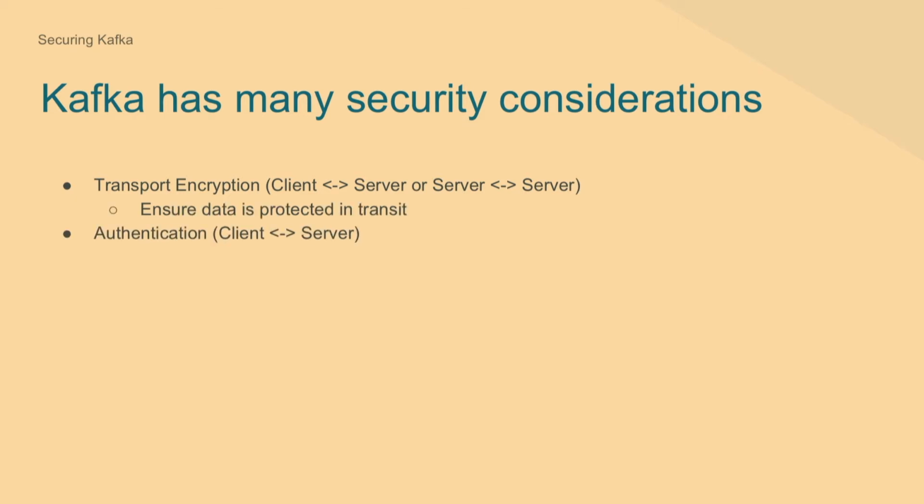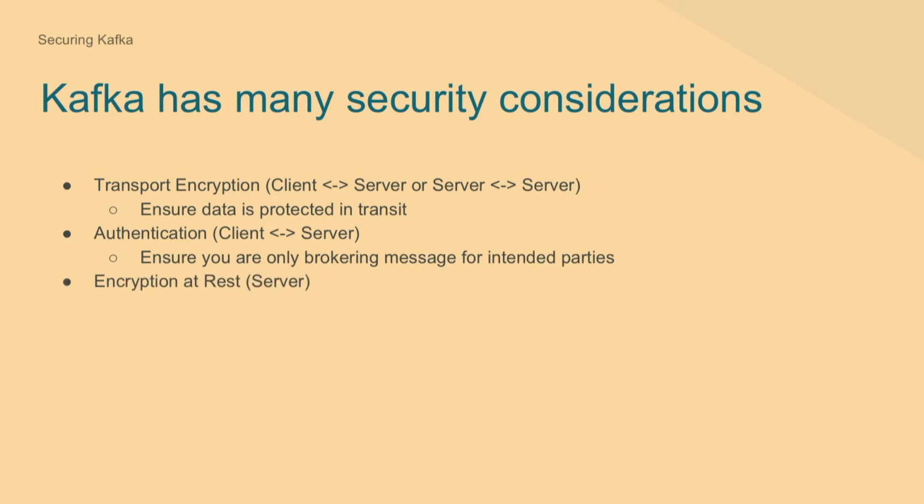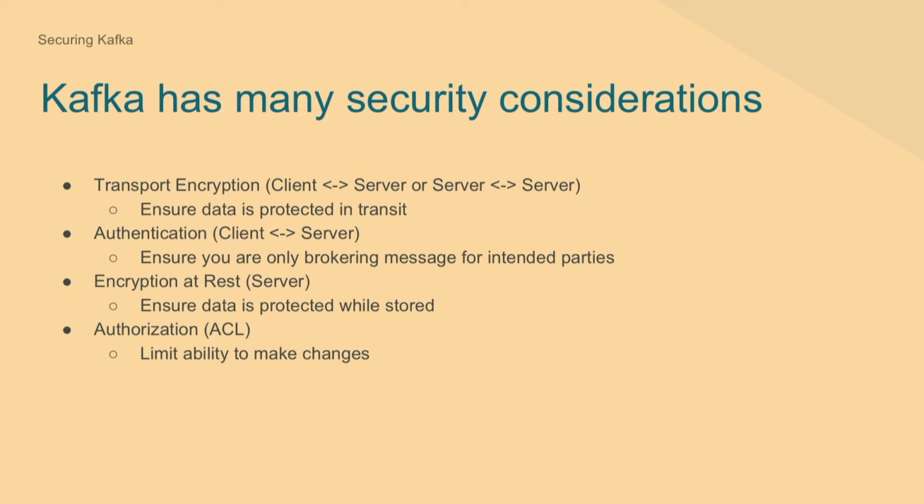You also have authentication, so you want to make sure that you're authenticating the clients that are communicating with you. When I say client, I mean either the producer or consumer. Authentication, again, just makes sure that you're communicating with who you intended. You also have encryption at rest, and this is to ensure that the data is protected while it's being stored on disk. And then you have authorization. So you might have encrypted communication, you might know who you're working with, but you want to limit them to certain privileges within the service.